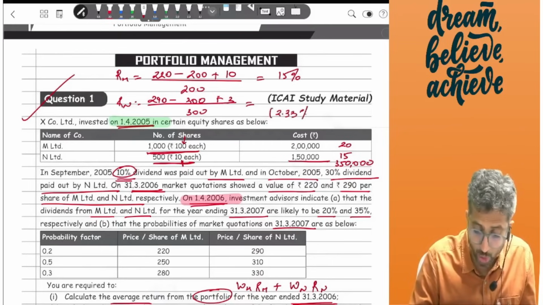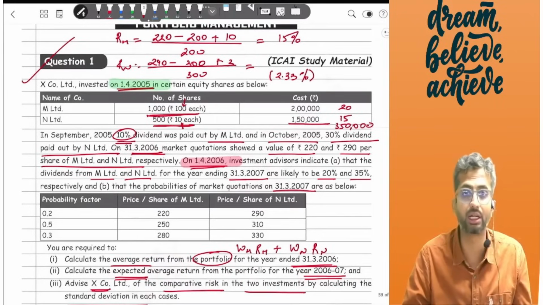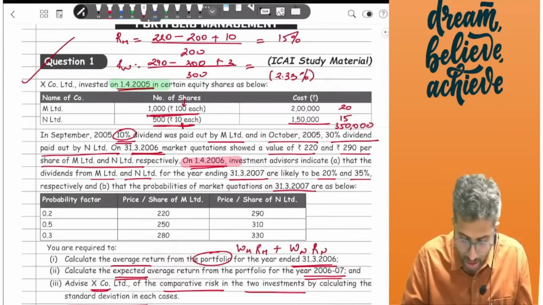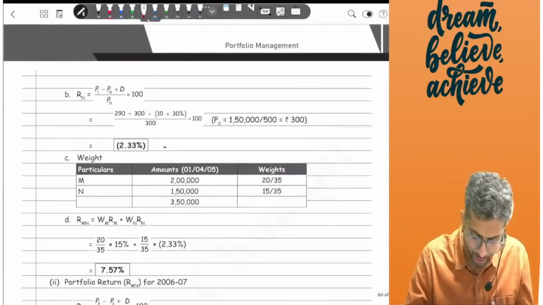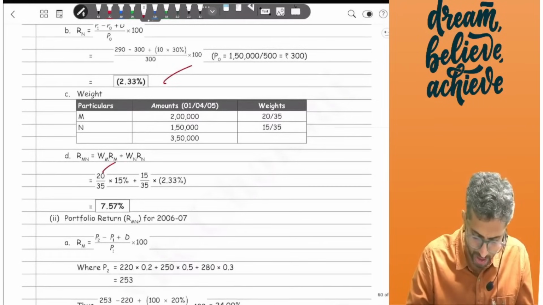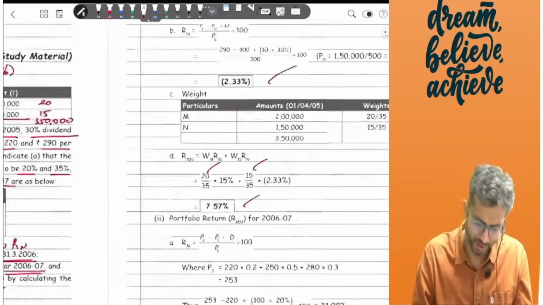Can the return be negative? Well, why not? The return can very well be negative, and hence 15% and a negative 2.33% will be taken. So if I want to find the weighted average return, you'll have the returns 15 and 2.33, and weights 20 by 35, 15 by 35. The weighted average will come to around 7.57. That is the first part.